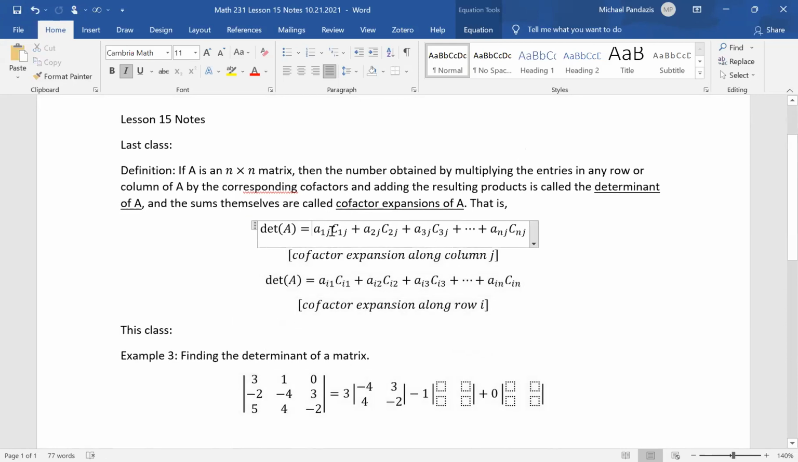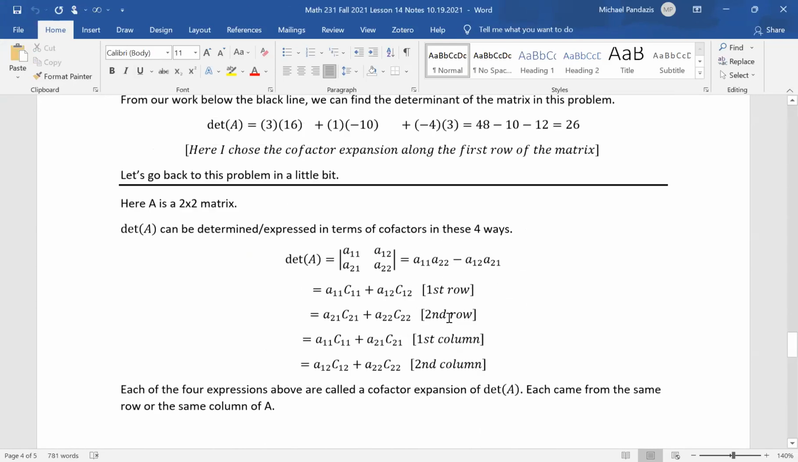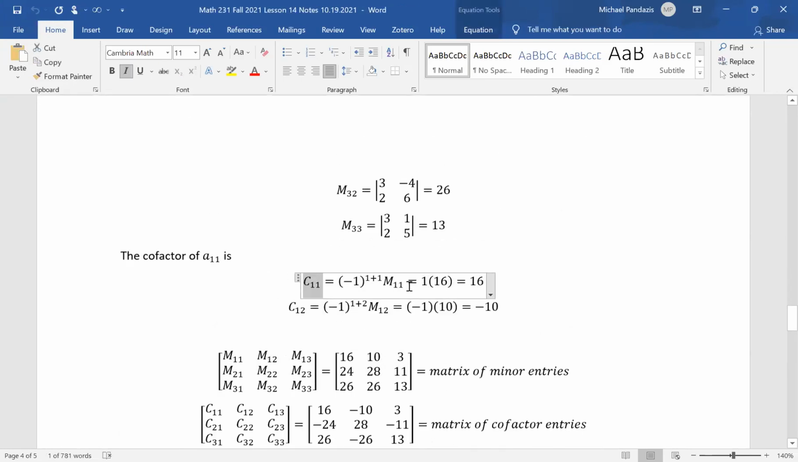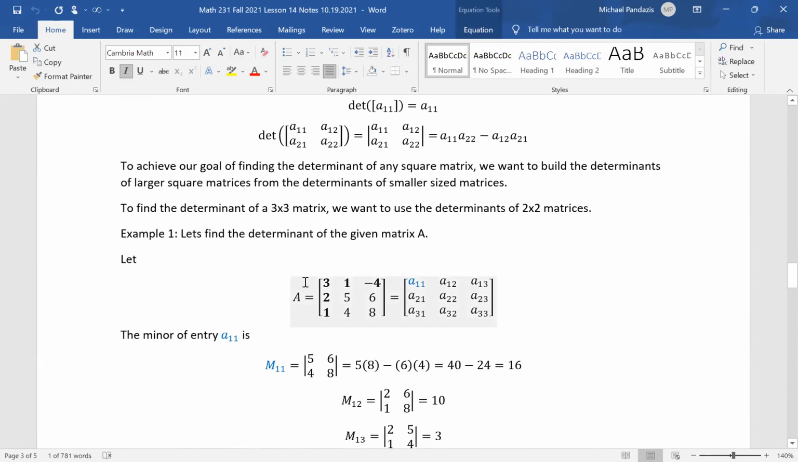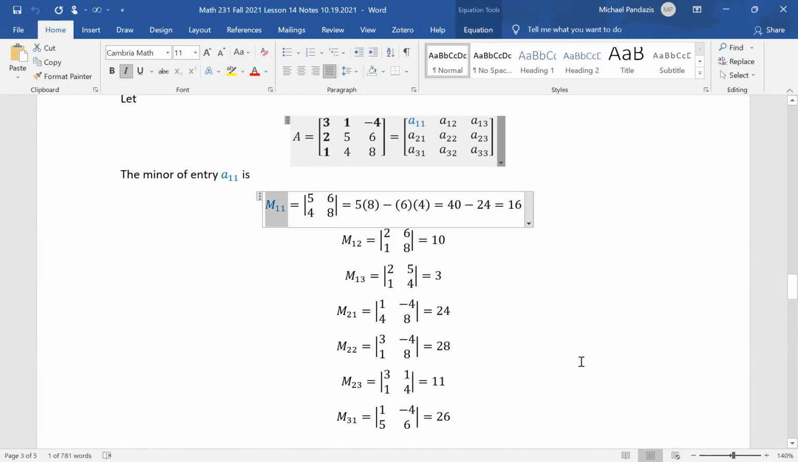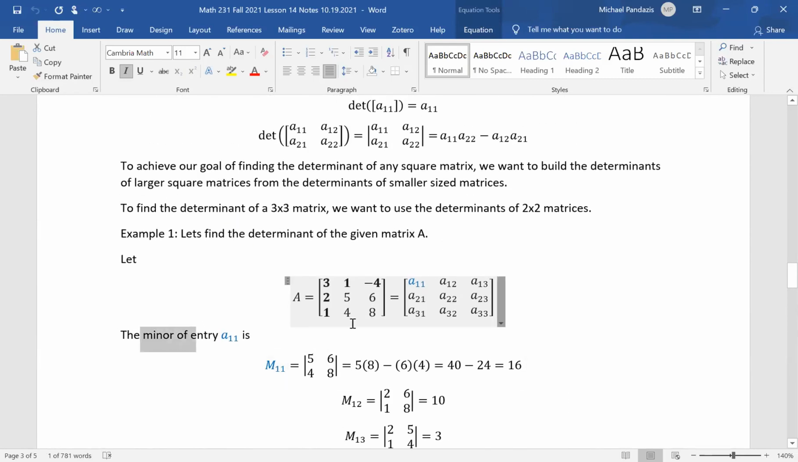So let's go back to lesson 14. We had entries of our matrix, the original entries. For each entry, we found the minor of that entry. Each entry of your matrix has what's called the minor of that entry, and we denote it by capital M sub whatever the indices. So the minor of entry A11 is capital M sub 11. It's the determinant of the submatrix that we have already.